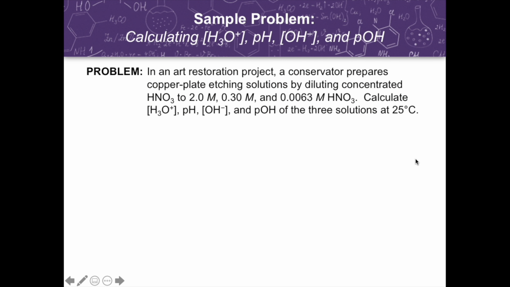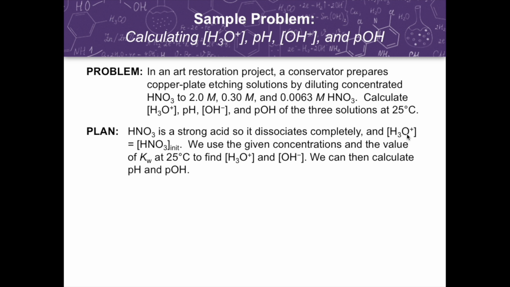An example here: in an art restoration project, a conservator prepares copper plate etching solutions by diluting concentrated nitric acid to 2 molar, 0.30 molar, and 0.0063 molar nitric acid. Calculate the hydrogen ion concentration, pH, hydroxide ion concentration, and pOH of the three solutions at 25 degrees Celsius. We remember that nitric acid is a strong acid, so it dissociates completely.